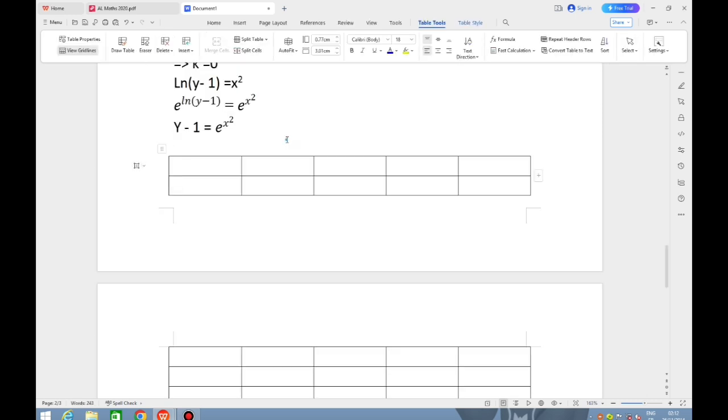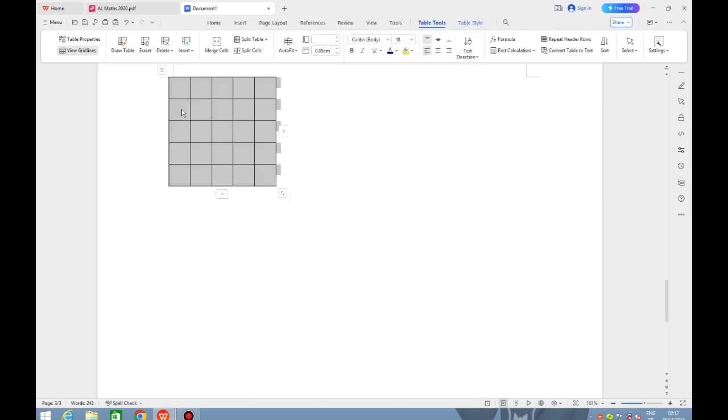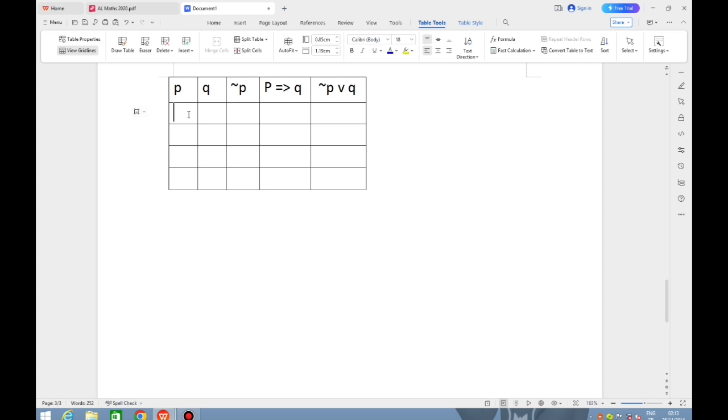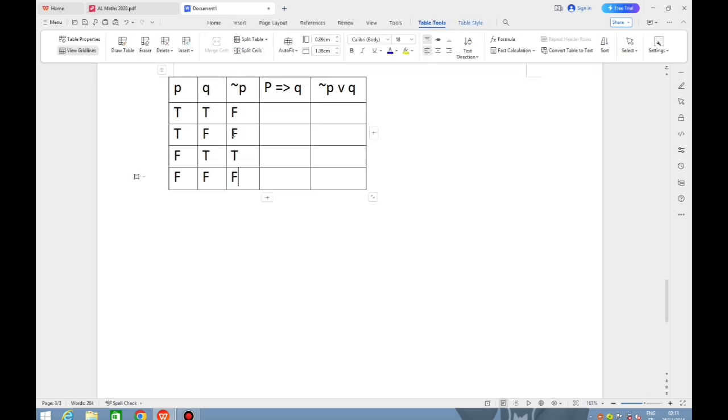So okay, let's do this. And here's our table. I don't think it's enough. Alright, now the values of P we have true, true, false, false. Values of Q we have true, false, true, false. The values of the negation of P we have false, false, true, true. That's P is true, so negation of P is false, P is false, negation of P is true.